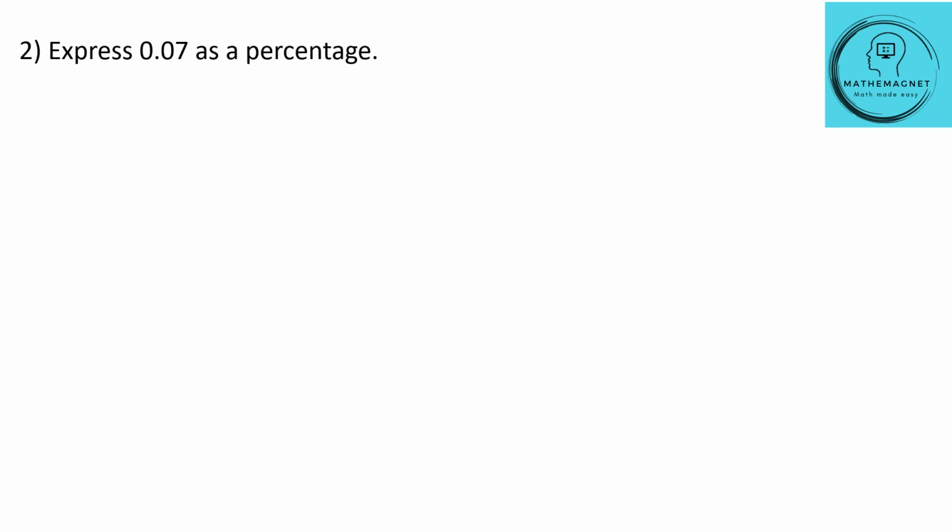Second question, express 0.07 as a percentage. To express any number as a percentage, we will have to multiply by 100. So it becomes 7%.